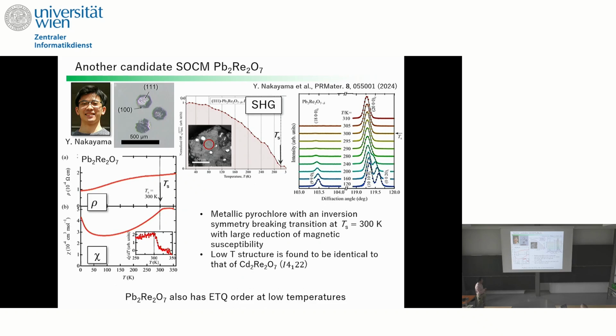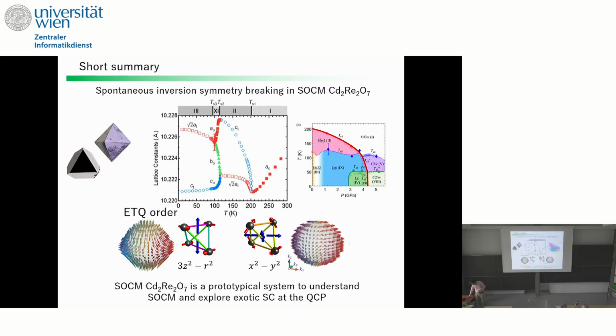We are also searching for other candidate spin-orbit coupled metals. This concept is very generic for heavy transition metal elements. So we believe there are still other compounds hosting exotic multipoles in itinerant systems.